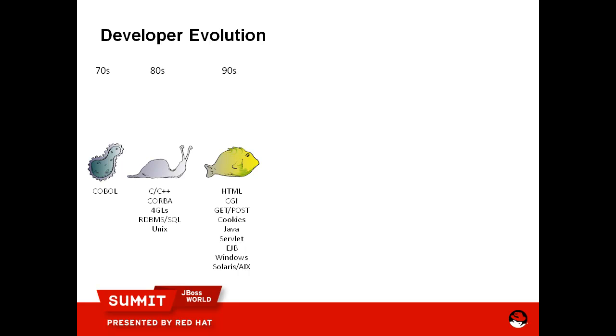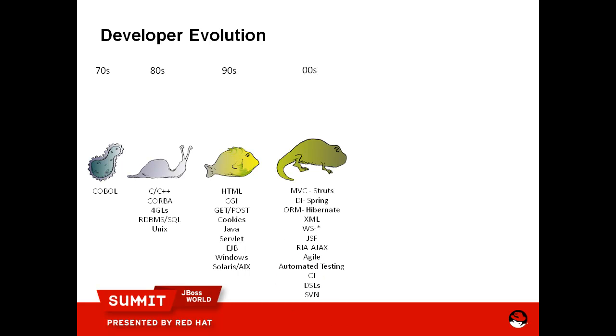But maybe you learned some Java, maybe servlet programming, EJB programming. You might have learned what it meant to run things on Windows or Solaris or AIX. And then in the early 2000s, you learned Struts and Spring and Hibernate, XML, web services. You learned things like JSF or maybe some AJAX kind of things if you did some JavaScript. You also got all about Agile, continuous integration, automated testing.